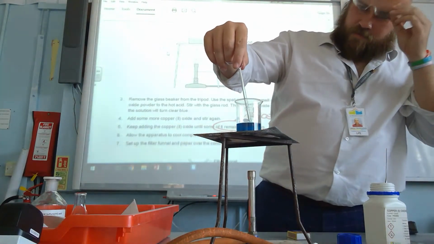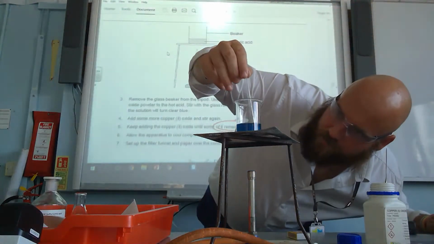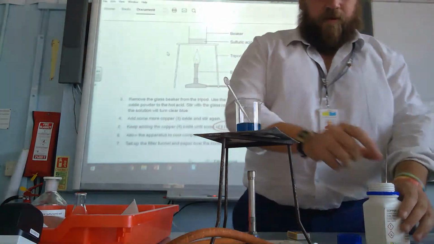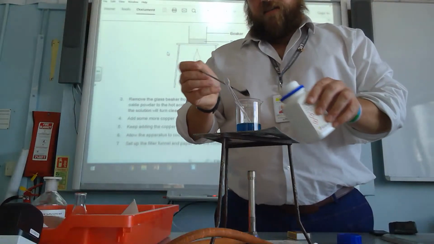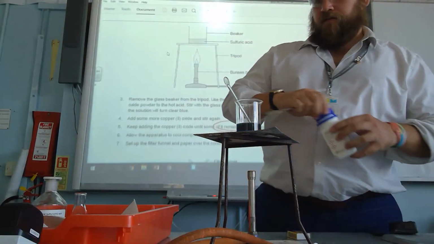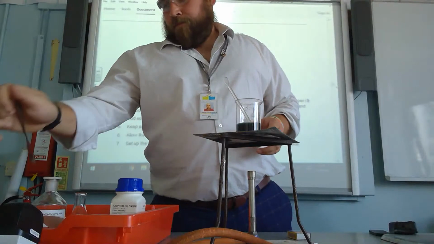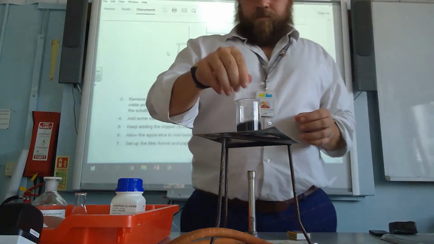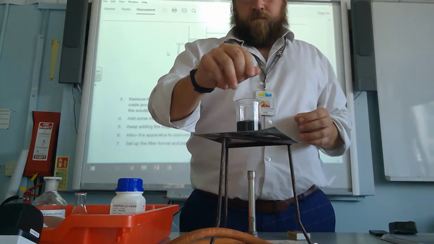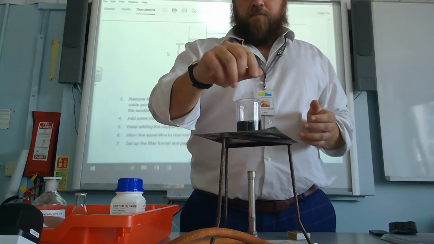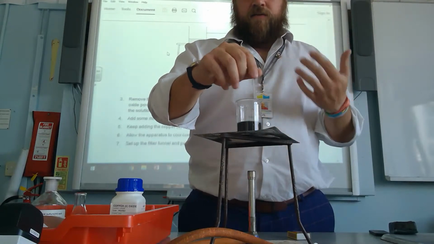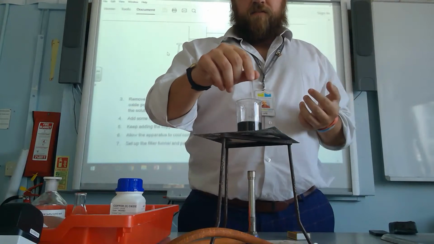Okay, just checking. There is a little bit at the bottom. So again, just to show you what excess can look like as well, that should be more than enough. Okay. You can see that no more of the black powder is dissolving, it's just being stirred around. And then if I leave it, it will settle, okay?